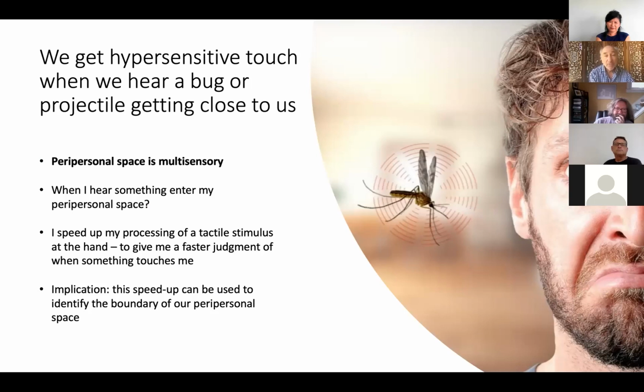But also, my skin becomes hypersensitive. So I speed up my processing of tactile stimuli at the hand to give me faster judgments of whether something is touching me. And so you ask, when does that happen? And that happens when the creature just broaches the boundary of peripersonal space. So we can use our scientific detection of when touch speed up occurs to identify the boundary of peripersonal space.